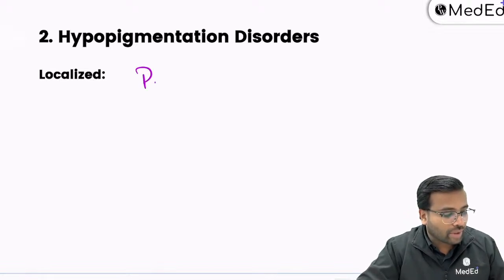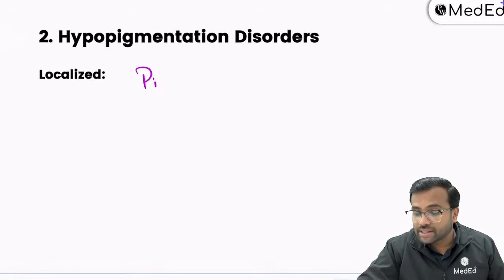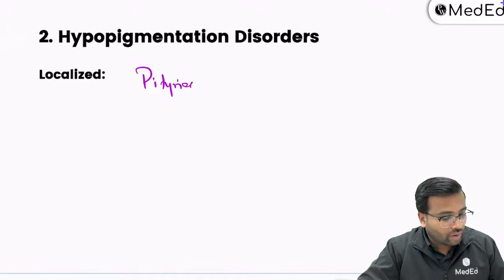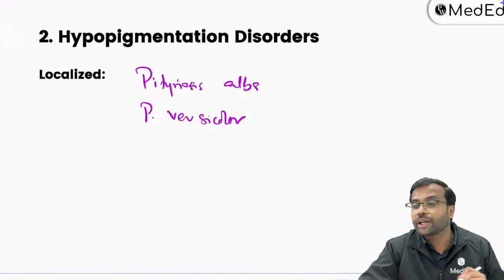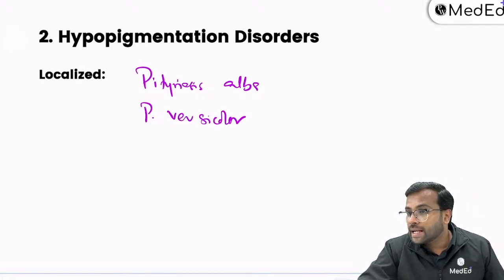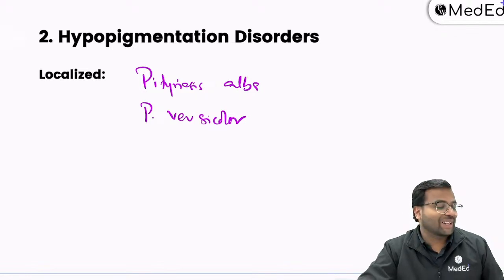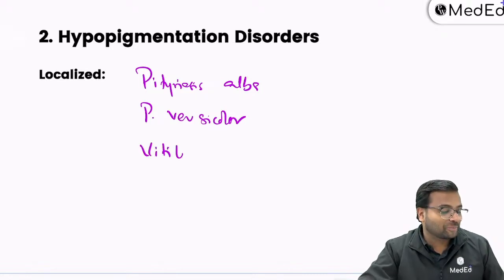Pityriasis alba. So I'm just looking into the chat box. So somebody is answering pityriasis alba. Very good. Yeah, pityriasis versicolor. That is again a fungal infection. Very good. Curiosity, nice name. The curiosity is answering. This can be vitiligo.